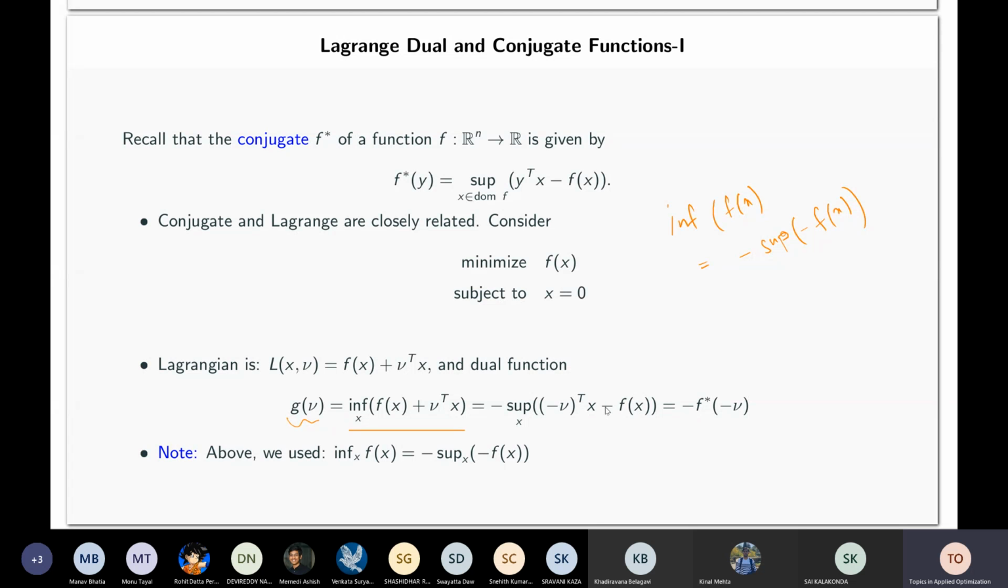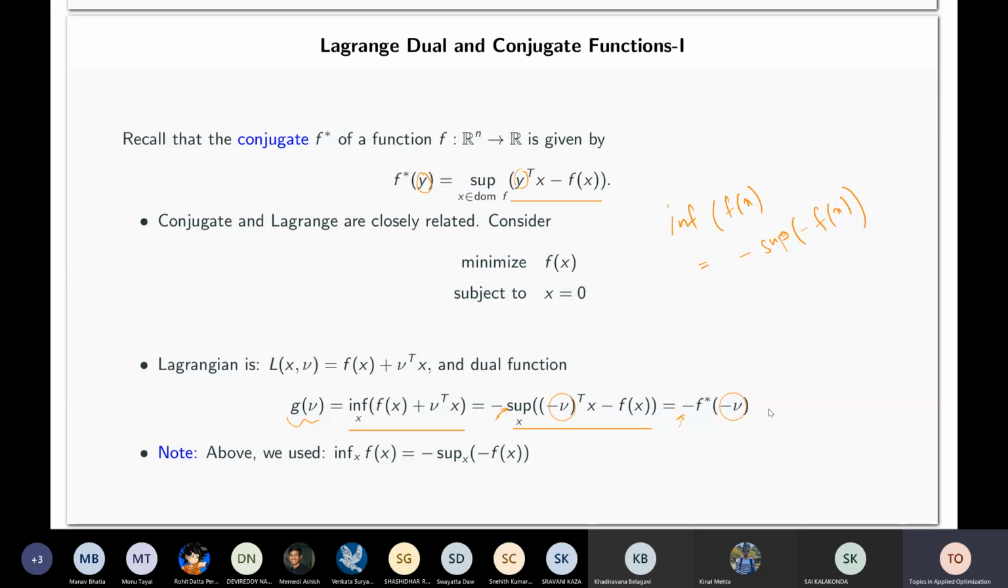If we do this, then we immediately recognize that this can be related to the supremum expression here. This is like the supremum over x, the same thing here, and in place of y I have minus nu; the other things are the same. This can be seen because this is a function of y here, so in place of y I now have minus nu. So I can write this as f star of minus nu, with this minus sign still here and this minus sign still here.